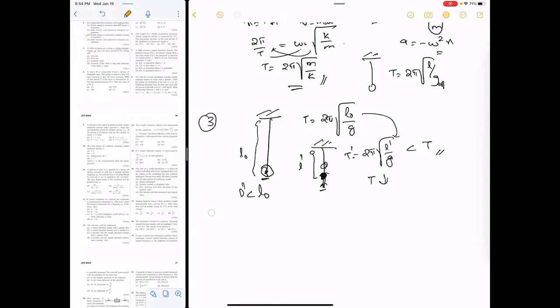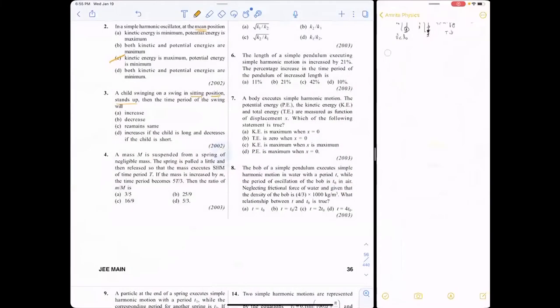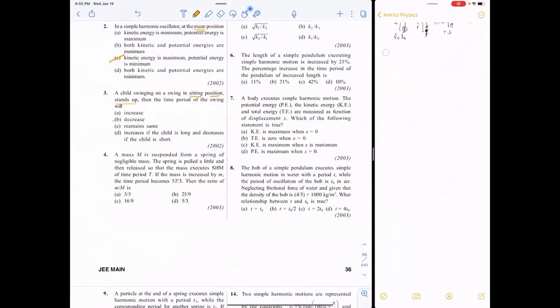When you stand up, the time period decreases, which means frequency is increasing. So oscillations will be faster. When you are sitting on the swing, you will be doing fewer oscillations per second. When you stand, you will be doing faster oscillations. That means the time period is decreasing. Agreed? So the time period decreases.